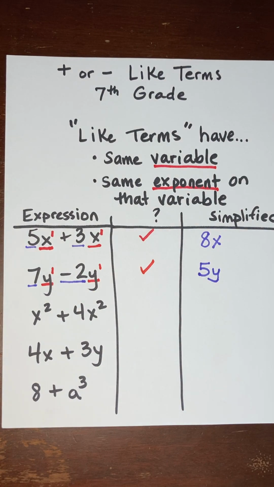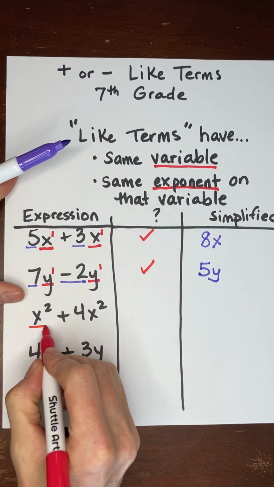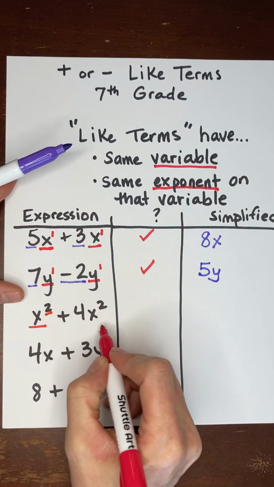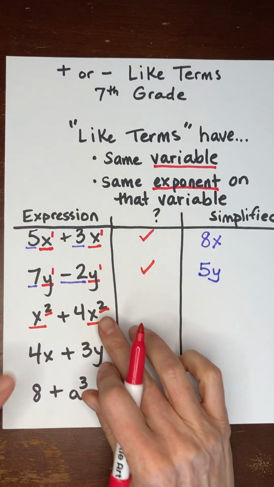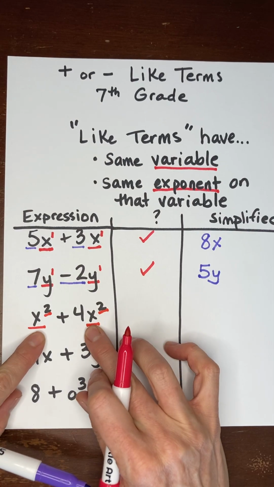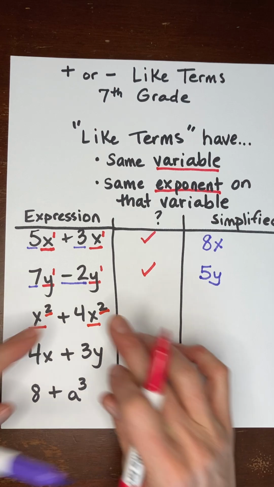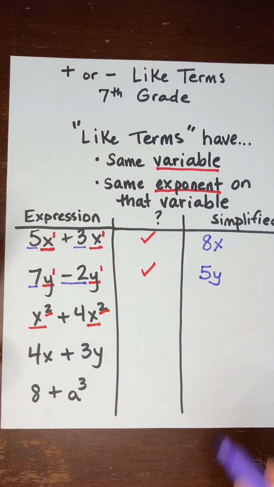All right, next one. We've got an x. This time it's squared. So let's look over here. This is also an x and squared, or to the second power. So these are also like terms, same variable and the same exponent on the variable. So we're going to look at the coefficients to tell us what to do.